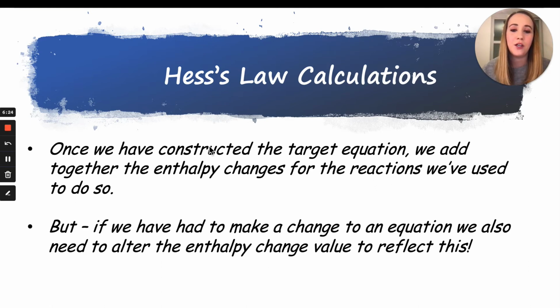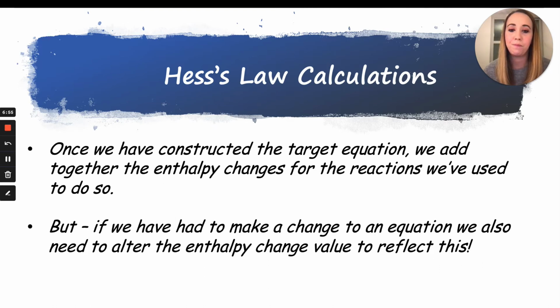But when we're trying to construct the target equation, what we will find is maybe a chemical is going to be on the wrong side of the equation. So we might need it on the product side, but it's on the reactant side. Or maybe we need 2 moles of a chemical and there's only 1 mole of it in the equation that we're working with. So we're going to have to make changes to the equations that we're using.